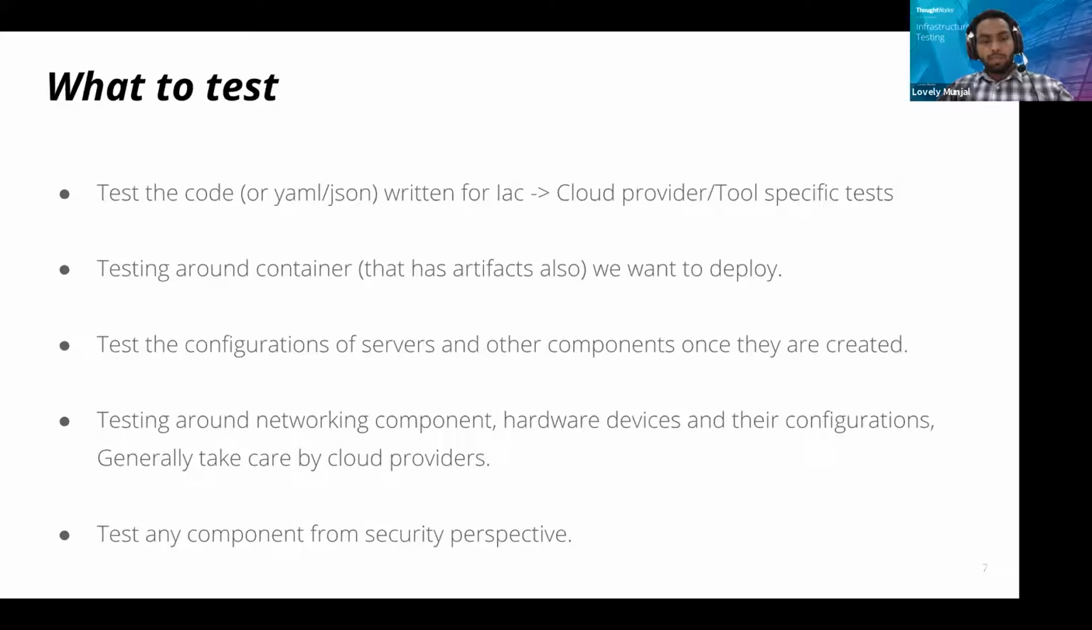And other than that, you can test something from a security perspective also. You can check the performance of the infrastructure also. There are a lot of different types of tests even in infrastructure testing. But for today's talk, we will cover mostly the second and third points, that is testing around artifacts and containers, and testing around the configurations of servers, and a little bit about security also.